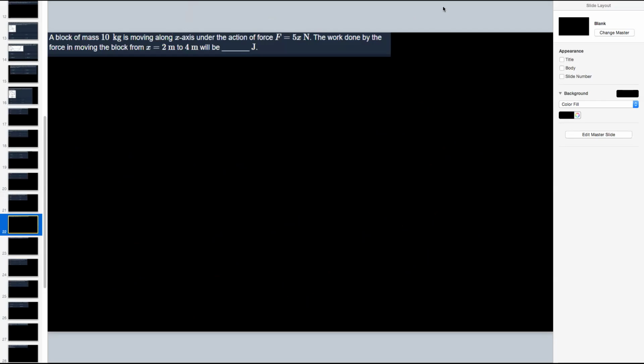A block of mass 10 kg is moving along the x-axis under the force 5x Newton. Find the work done by the force to move from x equal to 2 meters to 4 meters. This is a very simple problem related to the basic idea. Here it is given force is equal to 5x, that is, force depends on displacement. Then what is work done we take? Yes, integration of F dot dx.